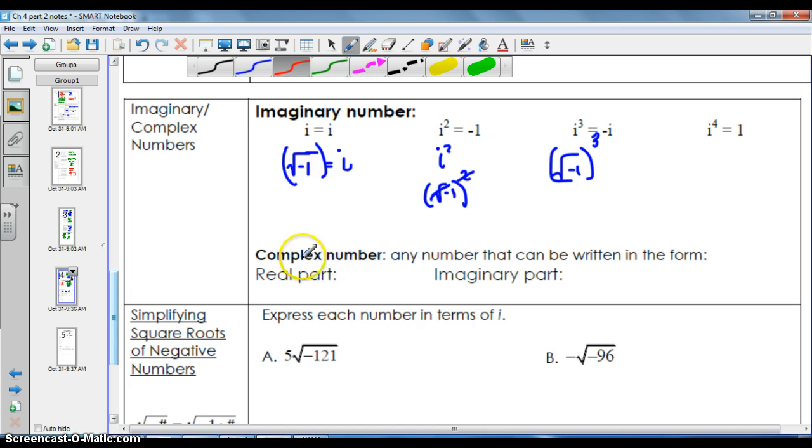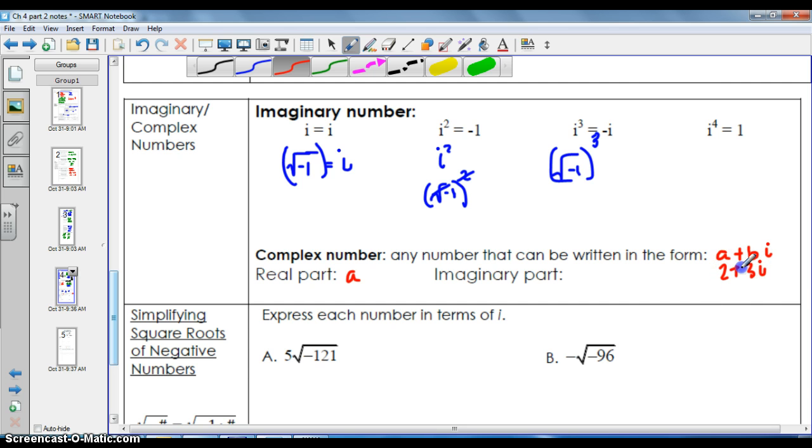Let's go ahead and talk about what a complex number is. So a complex number is when we actually have a real and an imaginary together. So it's written in the form of a plus bi. So the real part is this a, what's being added to the imaginary. Let's give you an example with some numbers. So 2 plus 3i.